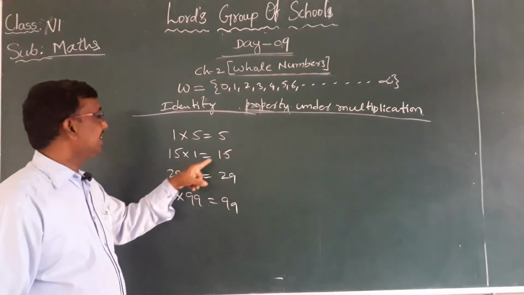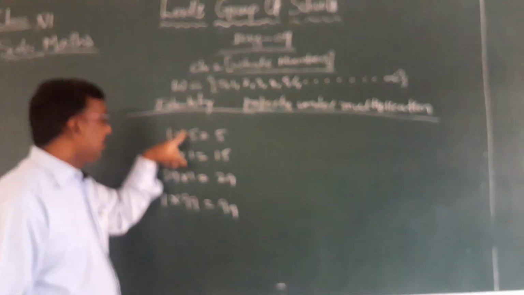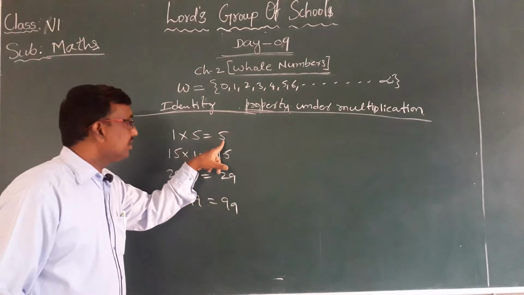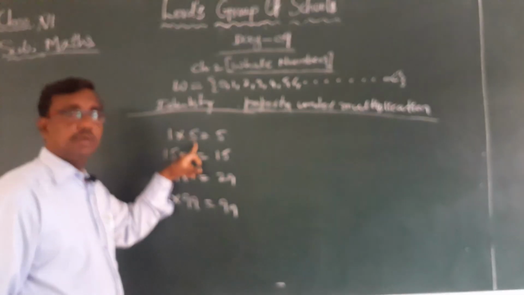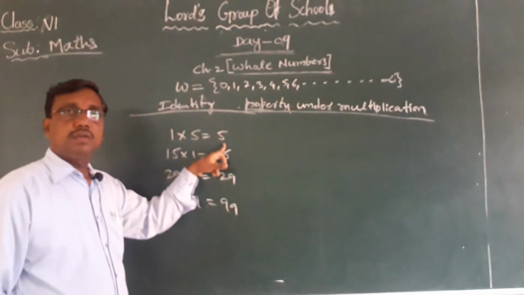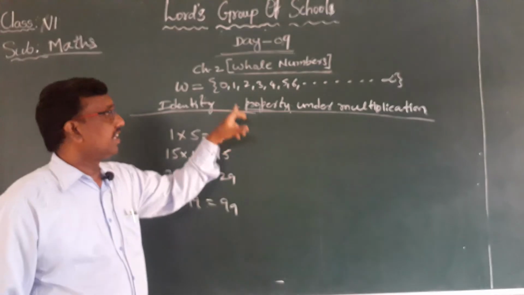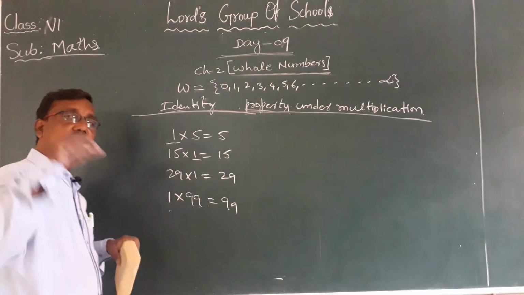So what can we say? The product of 1 and a whole number will be the same whole number. I repeat, the product of 1 and any whole number will be the same whole number. So this is called identity property under multiplication, whereas 1 is called multiplicative identity or identity element under multiplication.